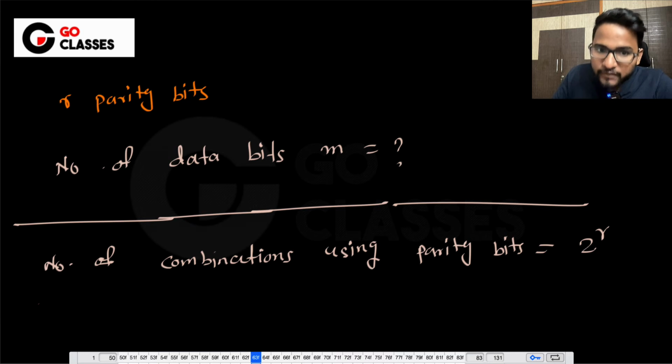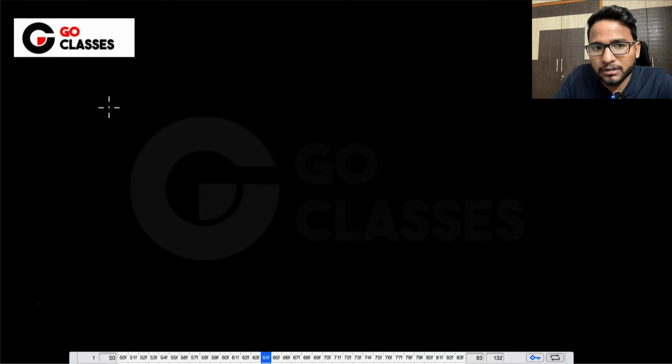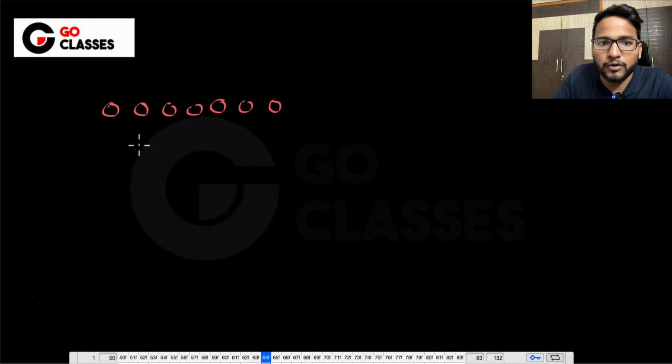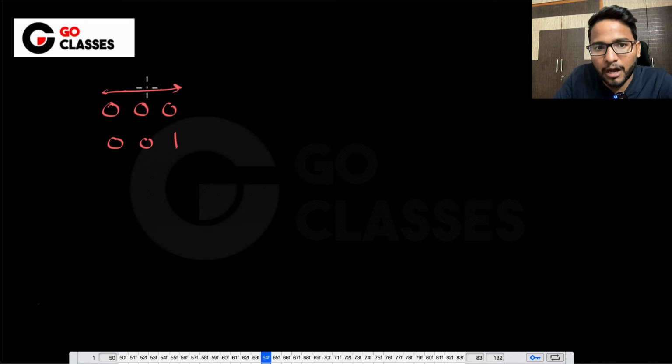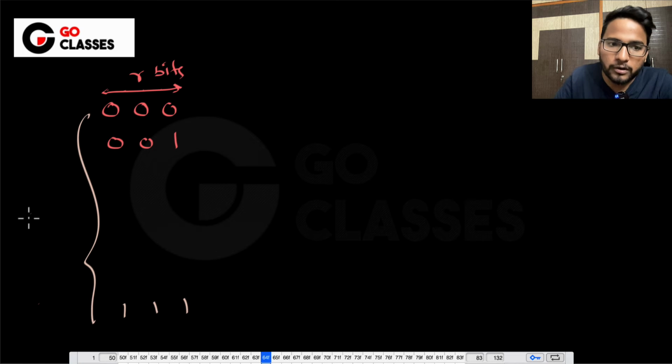That is why these are the total number of combinations you have. Let's suppose the combinations are like this, 0 0 0 0 0 0. This is one of the combinations. Let's suppose this is another combination, and these are the total r bits. You have a total of 2 power r combinations, and finally this will be the 2 power r-th combination. So in total you have 2 power r combinations.